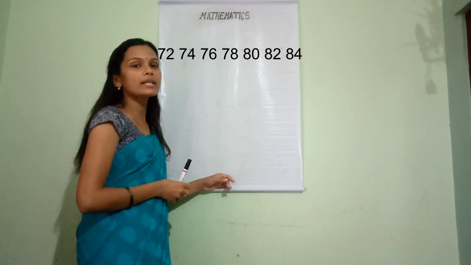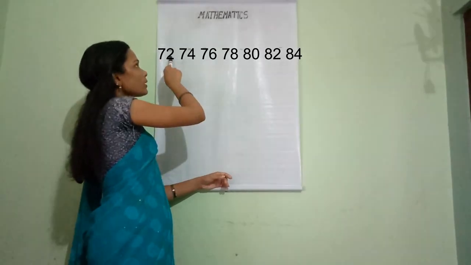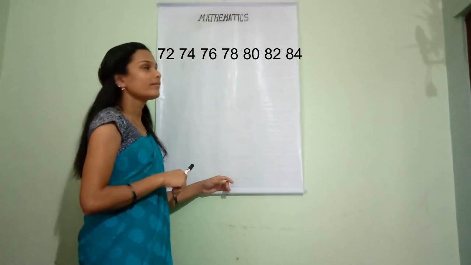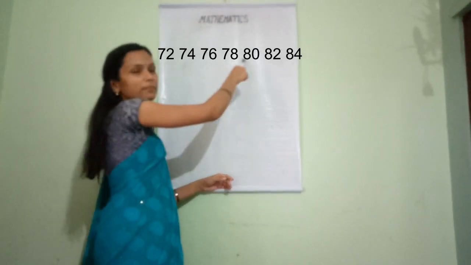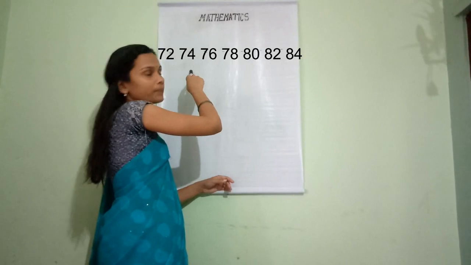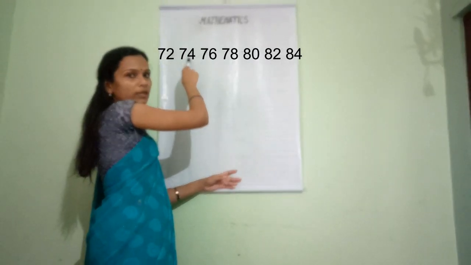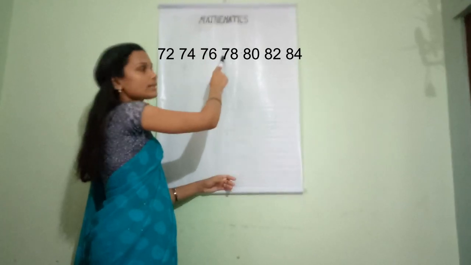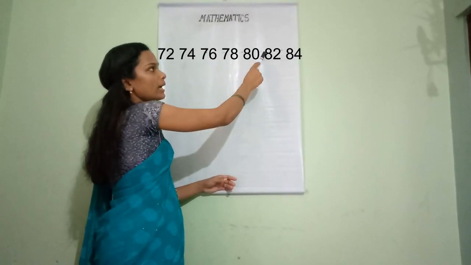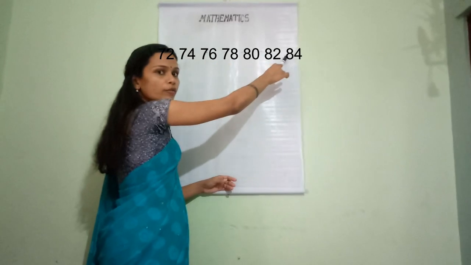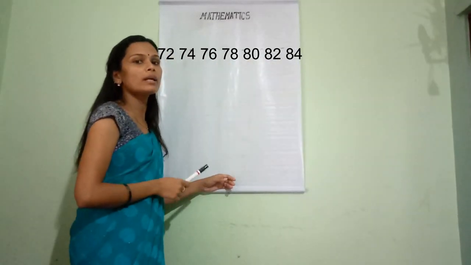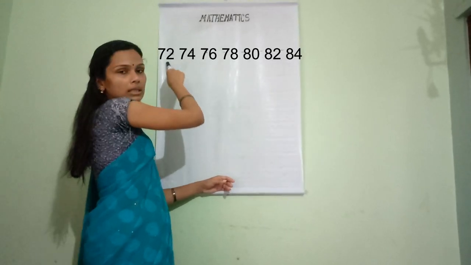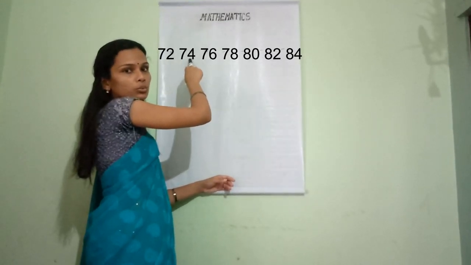Can we do one more example? Here also we can see the 3 given numbers are in an order. So we have to complete the missing numbers in the same order. 72, 74, 76, 78, 80, 82, 84. Here also we can see a common difference, which means the difference between two nearest numbers is 2.